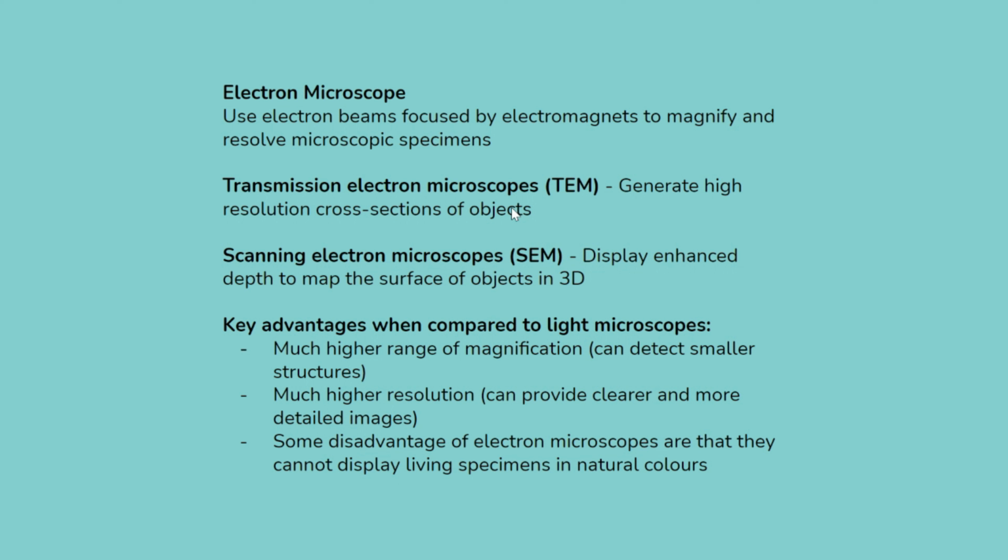Whereas in an electron microscope, you shoot electrons using electron beams and electromagnets in order to magnify and resolve microscopic specimens. So resolution, once again, do know the definition because it's important and it does come out during exams. As mentioned, in unit 1.1 we did talk about TEM and SEM, your two types of electron microscopes, transmission and scanning electron microscopes. So TEM generates high resolution images of cross sections of objects, whereas your SEM can be used to display enhanced depth to map out the 3D surface of that particular object.